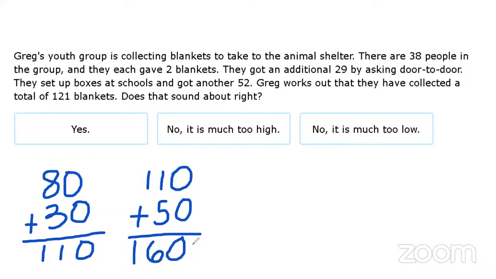160 or 156 is a lot higher than 121. It's not higher by 5, it's higher by 30-something. And so the estimate that he has here is much too high, because 160 is higher than 121 and 156 is higher than 121. All right, so I hope we all understand this, and we're going to now move on to our next question. Very good, guys.